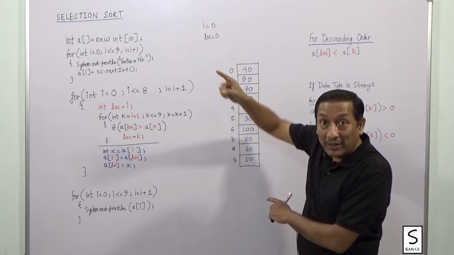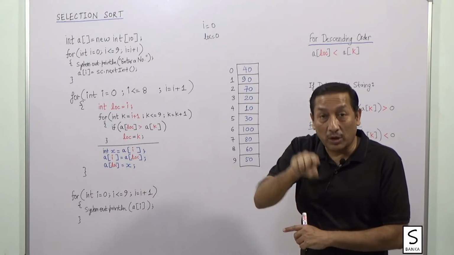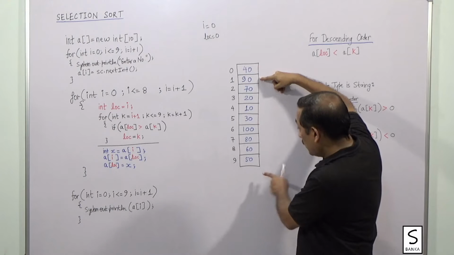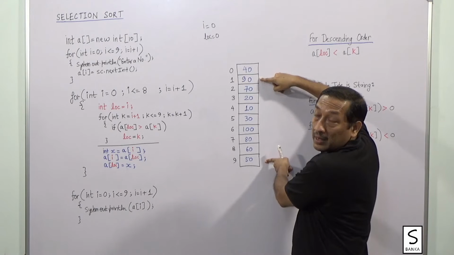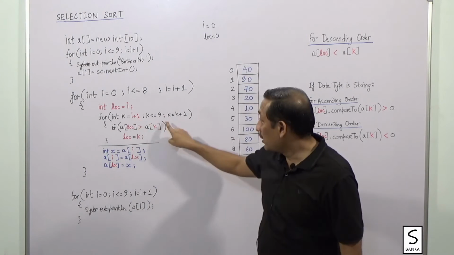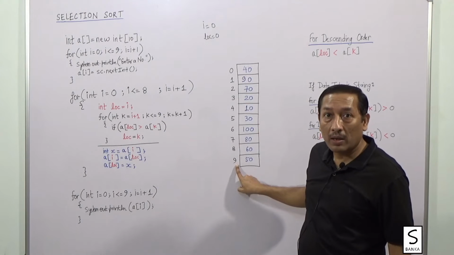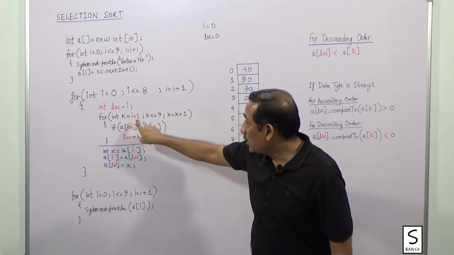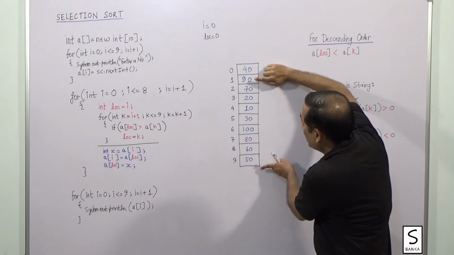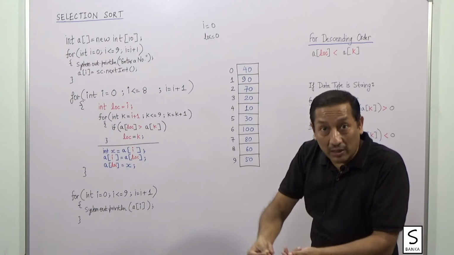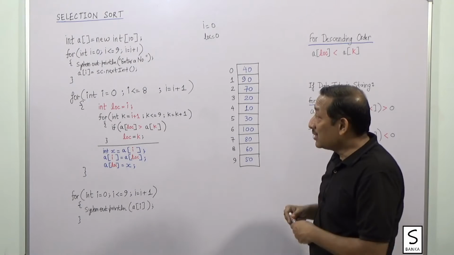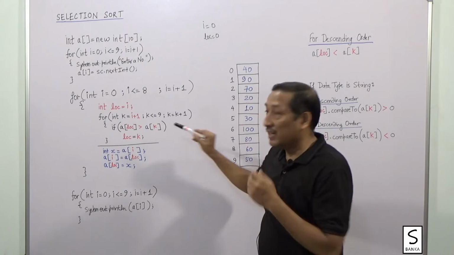Now from the remaining data, I have already assumed 0 is the smallest. So now I need to search for the smallest data in the remaining data, which will start from location 1 to location 9. And that is why you see it is I plus 1 here to the last location of the array. So if I is 0, this will become 1, so 1 to 9. Now I will have to find out whether there is any smaller number than this in locations 1 to 9. And this is done by checking each and every data.